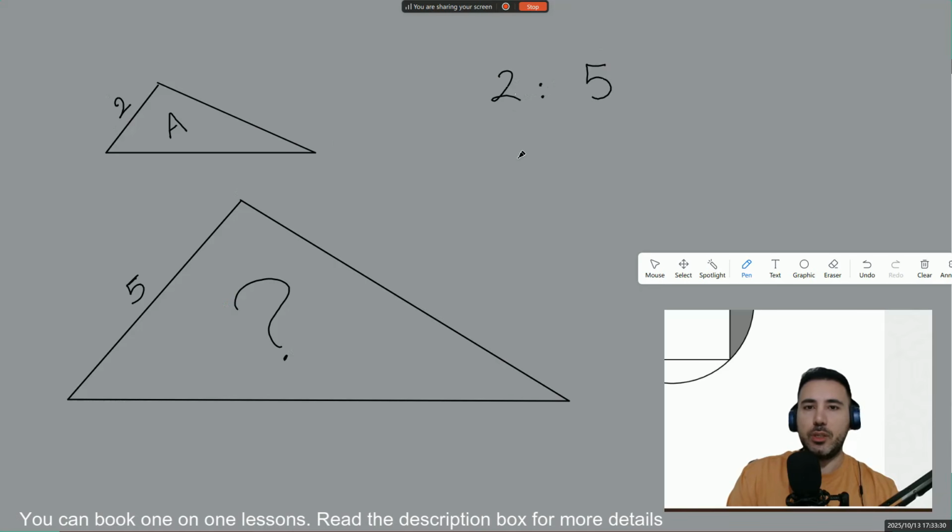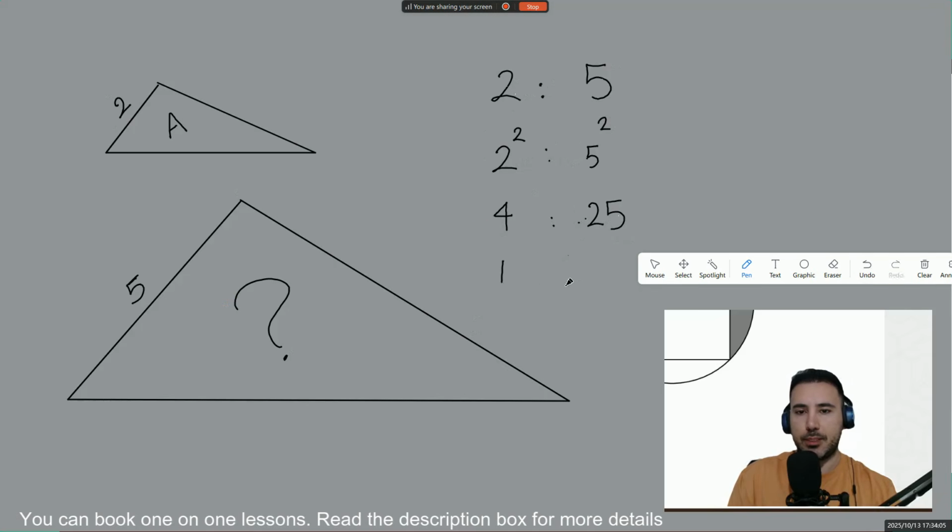Okay. And we know this is for the sides, but not for the areas. To get the ratio of the areas, we need to square both sides. Okay, so it's going to be a 4 to 25. So now this is the ratio of the areas. So now we could divide or multiply both sides by any number we like. So for example, let's divide both sides by a 4.